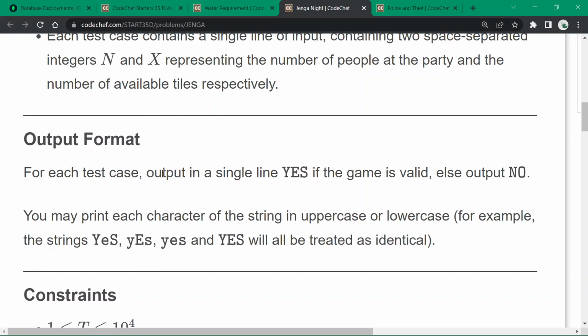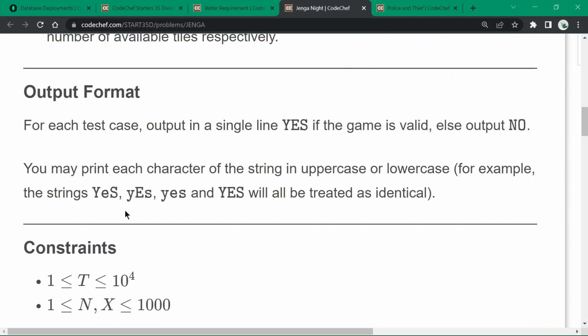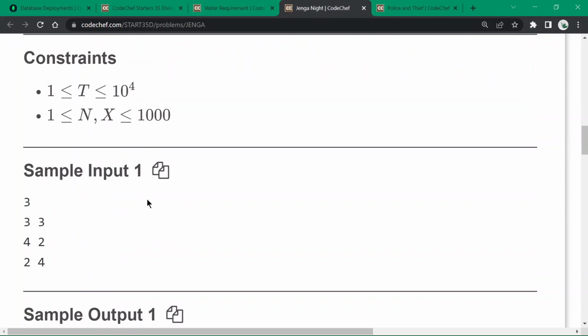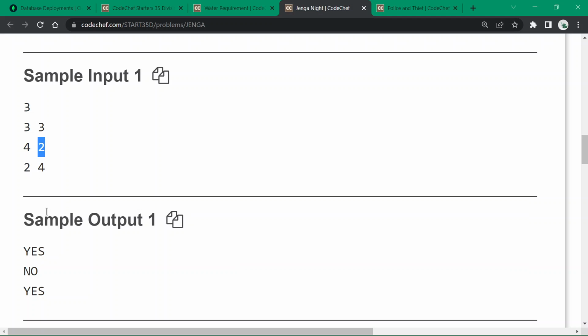We have to print yes or no depending on whether it is valid or not. The first one is N and X. Both are the same, then their modulo is 0, which is true. Here the number of people is 4 and the number of tiles is only 2. Then this is not valid, so we will print no.